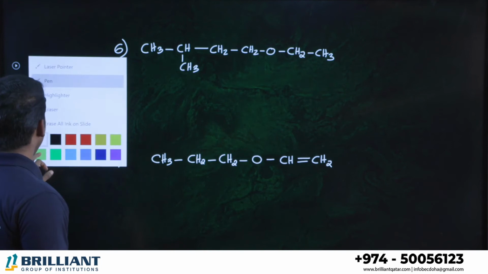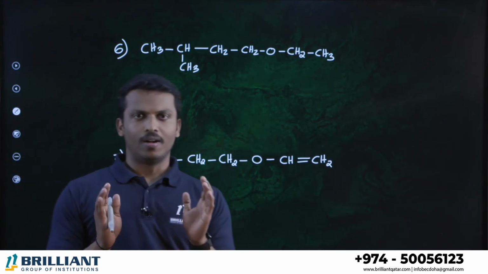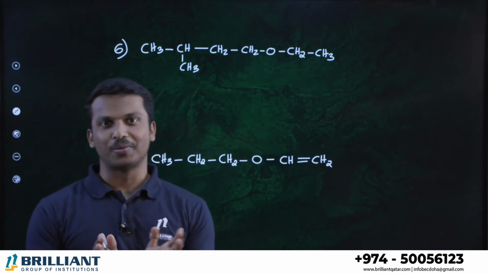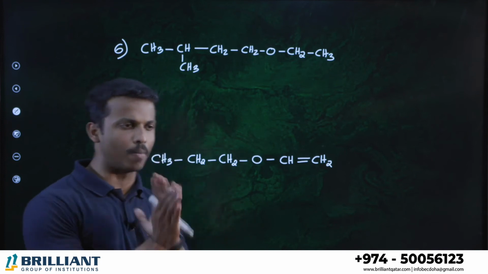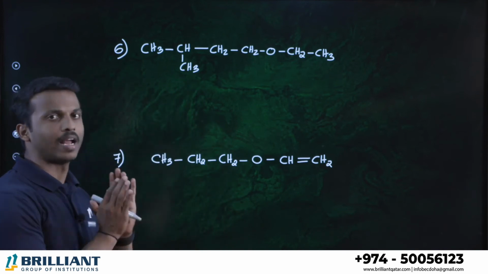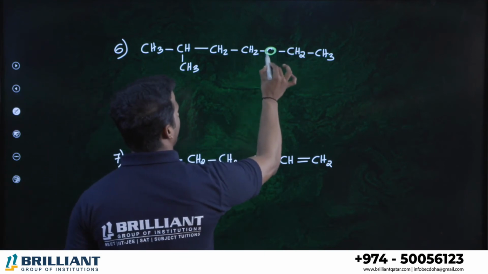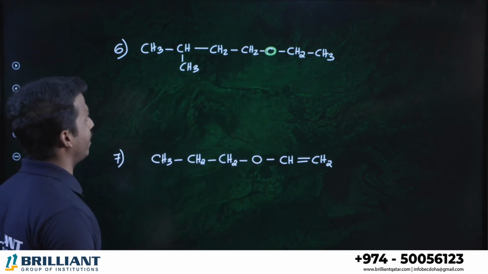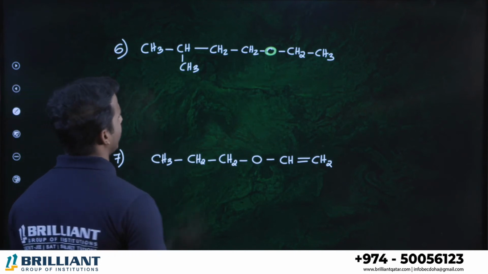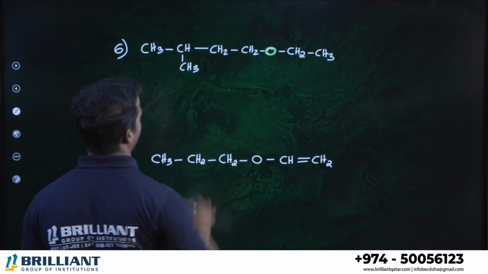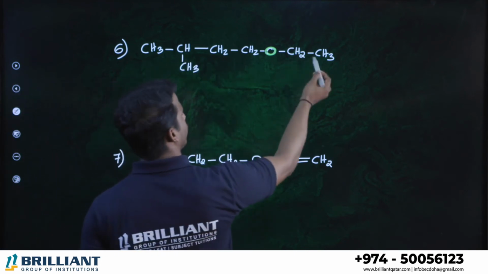Question number 6. Now we are going to a not difficult type. I told you, follow the method, it's easy. Some questions look complicated, but answering is easy. Where is your oxygen atom? Oxygen is here, no problem. Where is the parent chain? On the left side, you can see 1, 2, 3, 4, 5, so 5 carbons are there. Here 2 carbons are there.